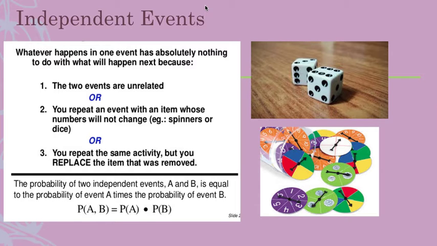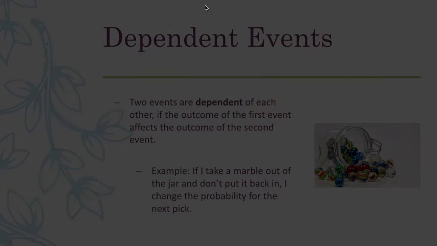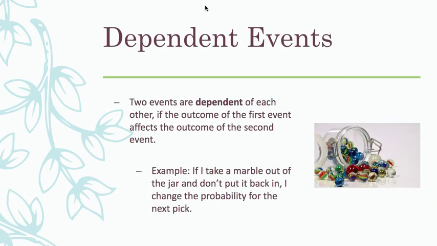So for the equation of independent events, the probability of two events, A and B, is equal to the probability of event A times the probability of event B. Now in dependent events, the two events are dependent on each other, so the outcome of the first event affects the outcome of the second event.